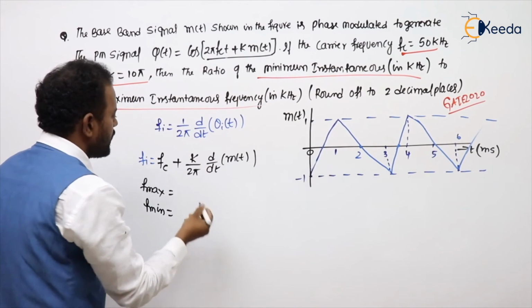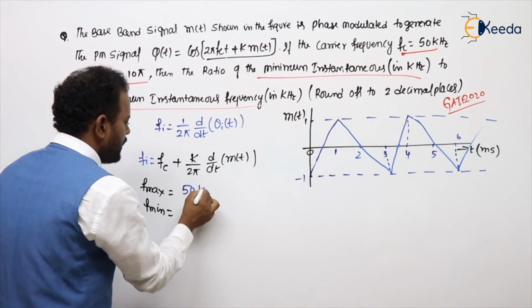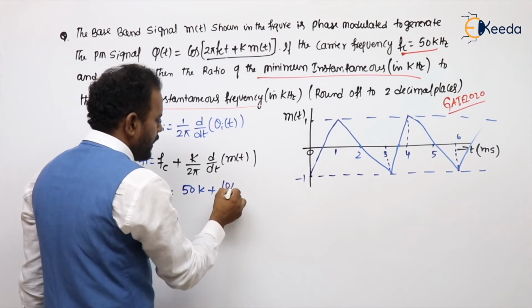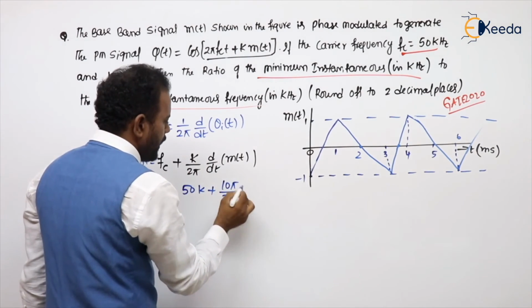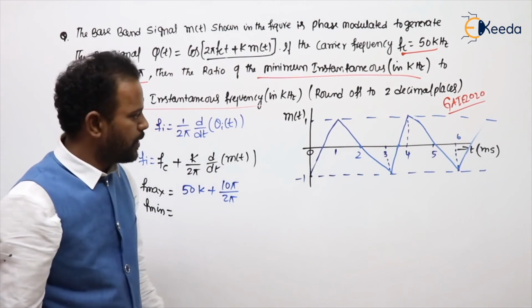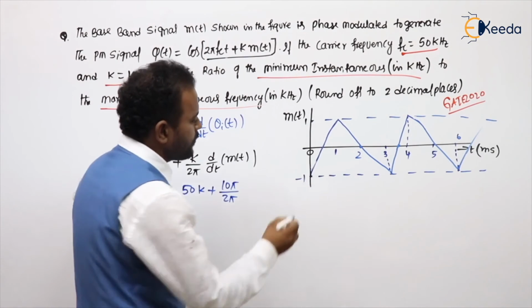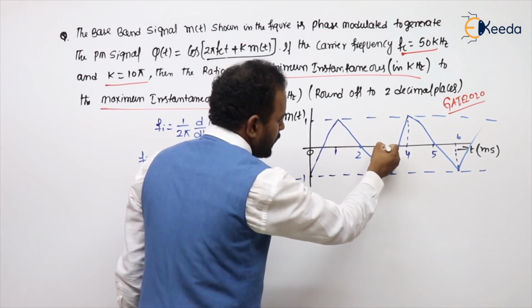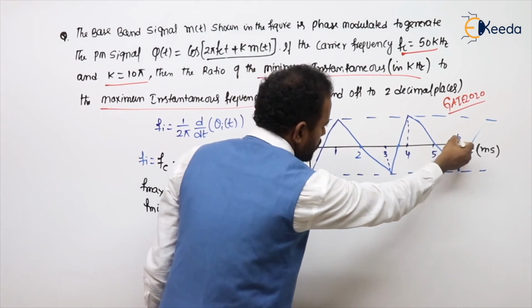What is the fc value given? See the problem: 50k, and the k value given is 10 pi divided by 2 pi. I am taking the maximum slope. Maximum slope means positive slope. So it is increasing from 0 to 1, decreasing from 1 to 3, 3 to 4 increasing, 4 to 6 decreasing.